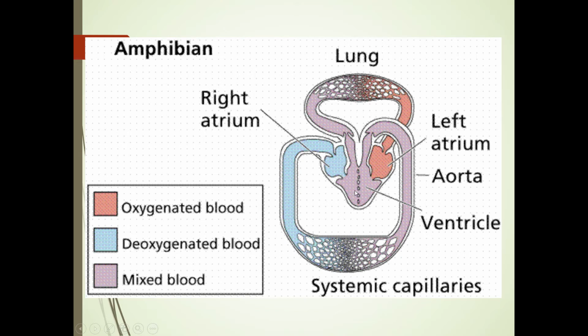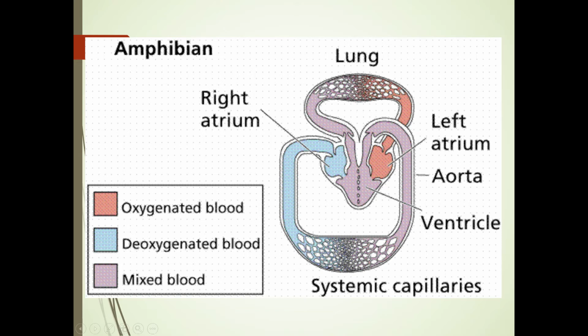And then from the ventricle, since you can see this one is the purple color, this is the mixed blood. This mixed blood will go to the lung, right? So this is the part where the gas exchange occurs. So all the deoxygenated blood now becomes oxygenated blood, because it gets the oxygen from the lung and gives the carbon dioxide, right?